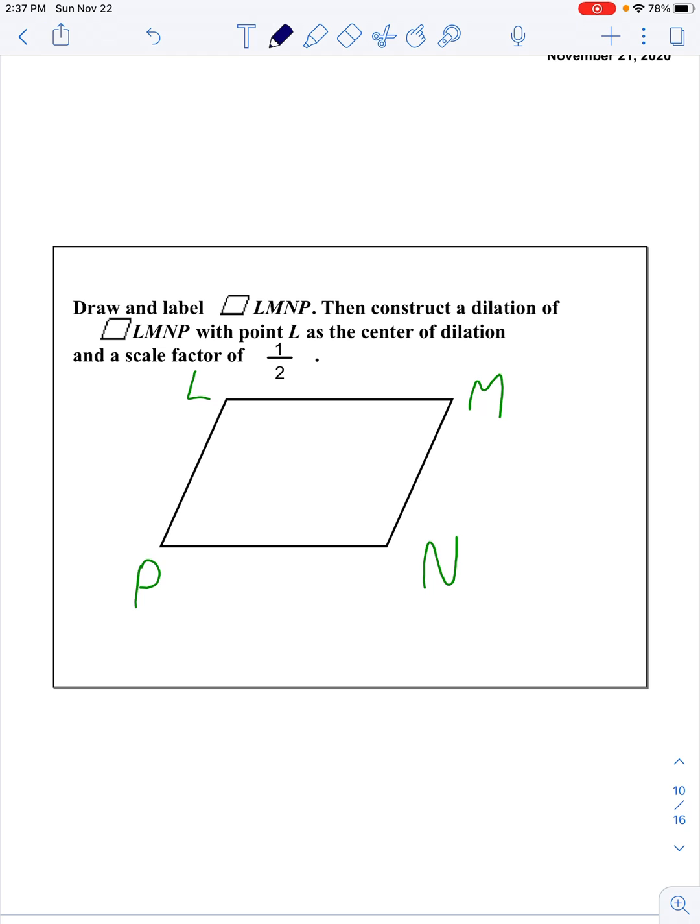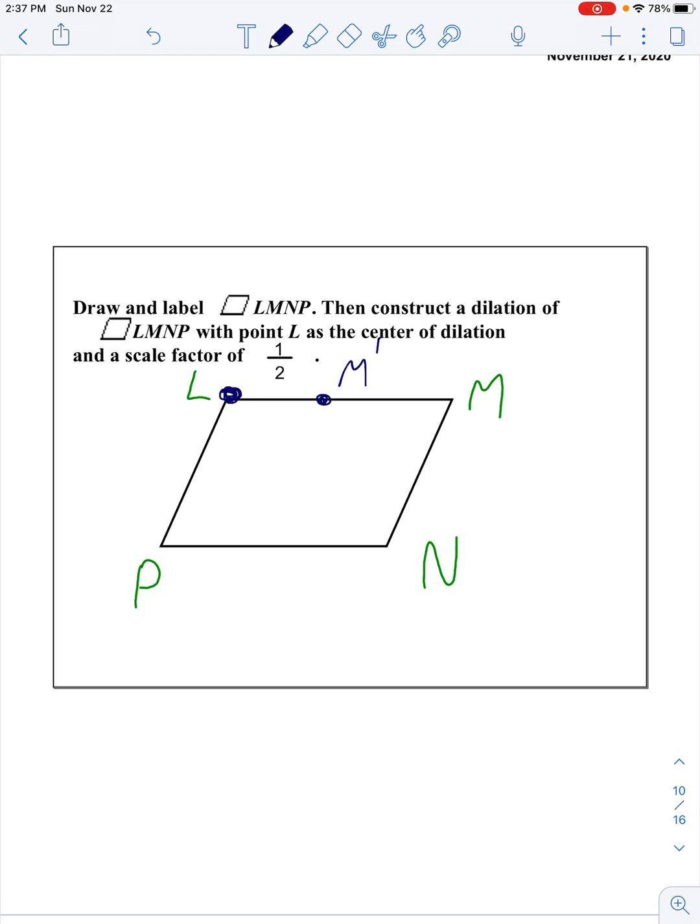So it says draw and label parallelogram LMNP, then construct a dilation with point L as the center of the dilation and a scale factor of 1/2. What this means is everything is going to get pulled back towards L by a scale factor of 1/2. So if L to M is 8, L to M prime is now 4.